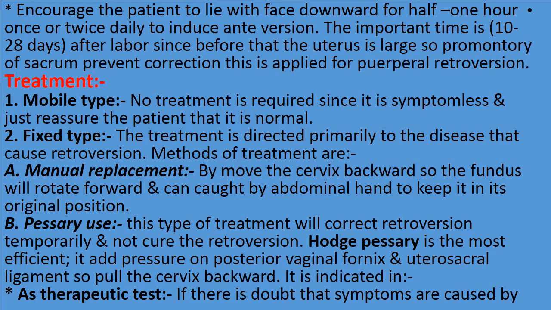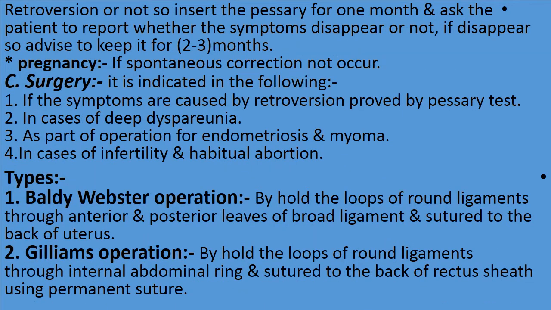If there is doubt whether symptoms are caused by retroversion or not, insert the pessary for 1 month and ask the patient to report whether the symptom disappears or not. If it disappears, that means the symptom is caused by retroversion, so advise to keep the pessary for 2 to 3 more months. In pregnancy, we can use a Hodge pessary if spontaneous correction does not occur.